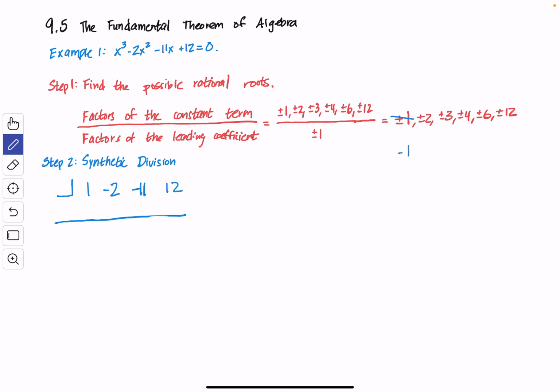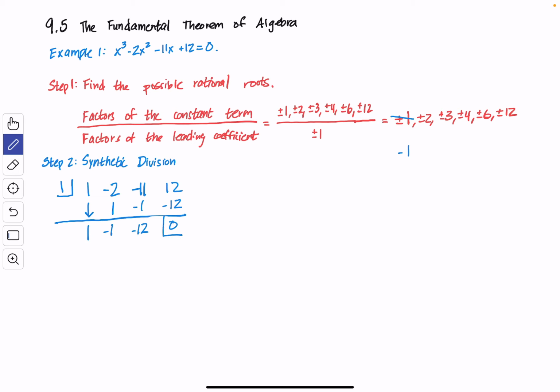So we're going to test negative 1. That means in my box, I'm going to have a positive 1. Again, I bring down this positive 1. It happens to be a coincidence that we're using positive 1s right next to each other. There's no relation. So I bring down that 1. 1 times 1 in the box is 1. Negative 2 plus 1 is a negative 1. Negative 1 times 1 is a negative 1. I add those together, I get a negative 12. Negative 12 times 1 is a negative 12. I add those together, and I get a remainder of 0.